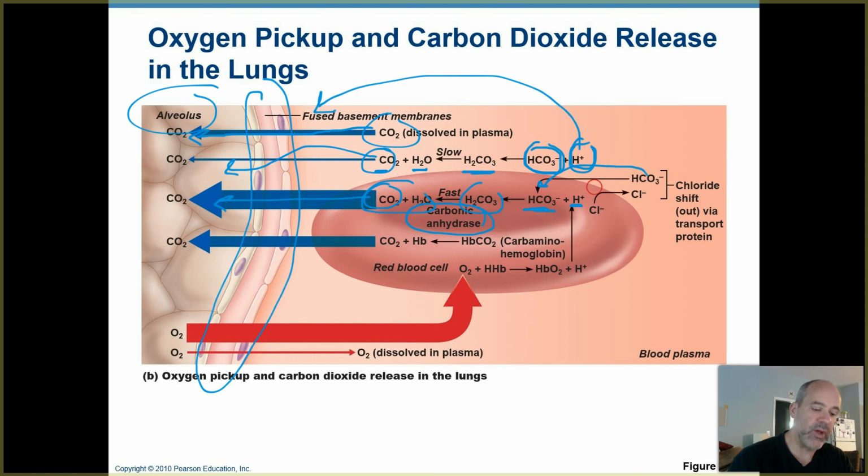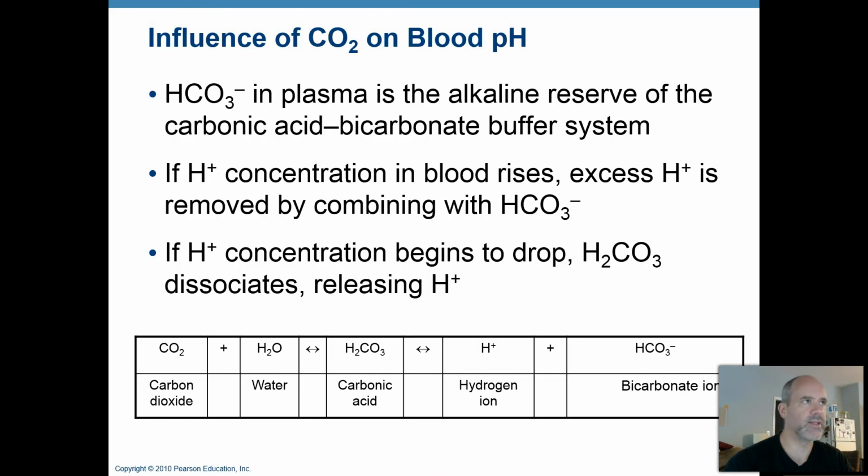Then you also have some CO2 attached to the hemoglobin, the protein portions of the hemoglobin molecules, the carbaminohemoglobin, and those CO2s can dissociate from the hemoglobin and diffuse over into the air spaces of the lungs. So that's just showing you the different ways that happens.